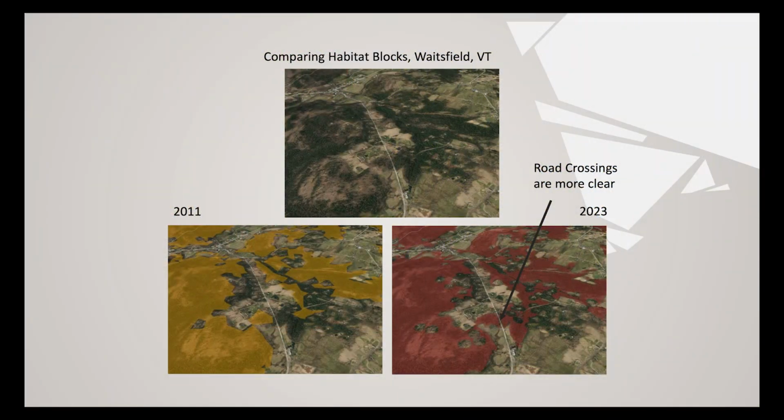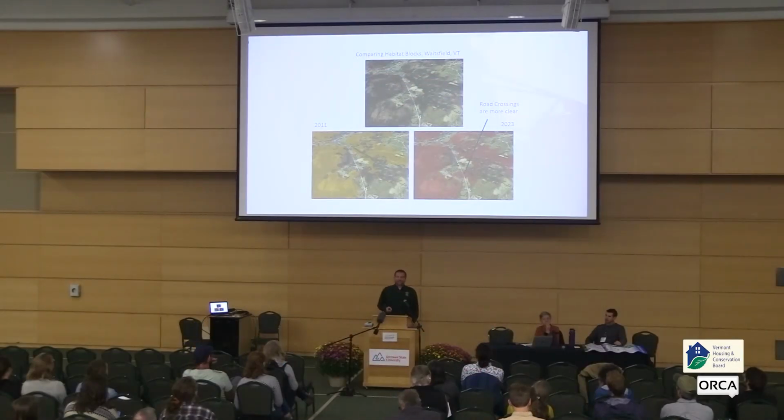Now, the habitat blocks have increased because of the input data that we used this time around, the UVM Spatial Analysis Lab LiDAR-derived land cover data. Well, it has a 0.5 meter resolution. The data we started with had a 30 meter resolution. So the newer version of the conservation design has a resolution that's 3,600 times better than the previous version of ECD. 3,600 times better resolution.